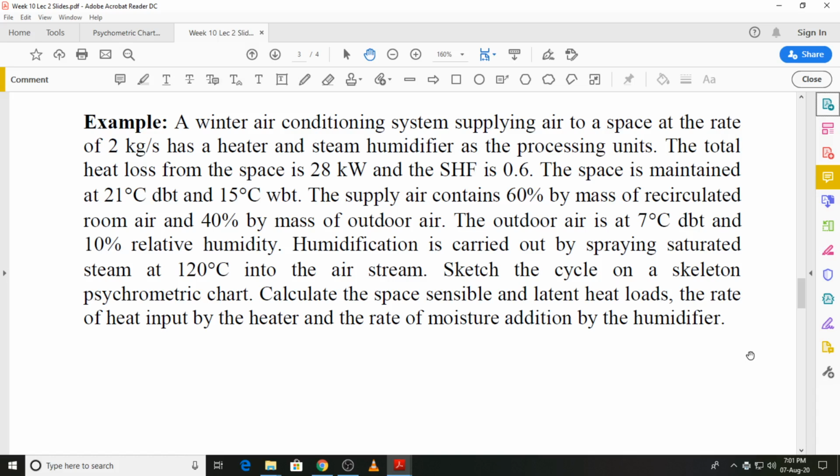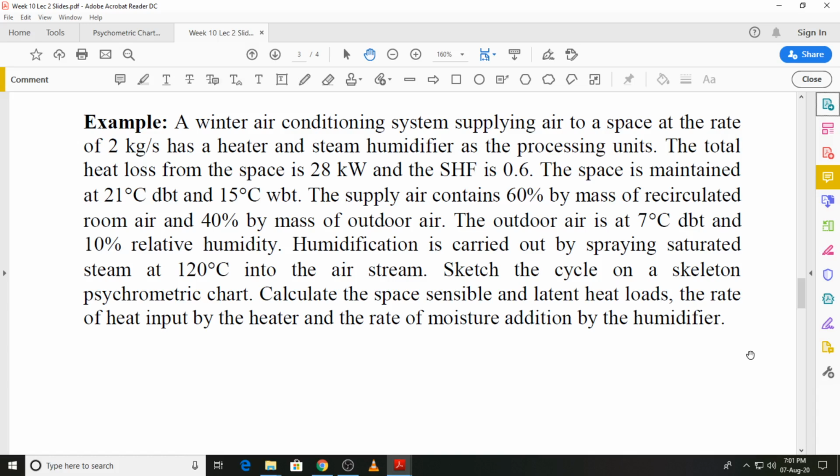So we are told that it's a winter air conditioning system. That means we will be working with the heating cycle, and the only heating cycle that we have studied is the basic heating cycle, and we will of course sketch that cycle on the psychrometric diagram, and then we will have to move to the psychrometric chart to find out various values that are required to solve this problem.